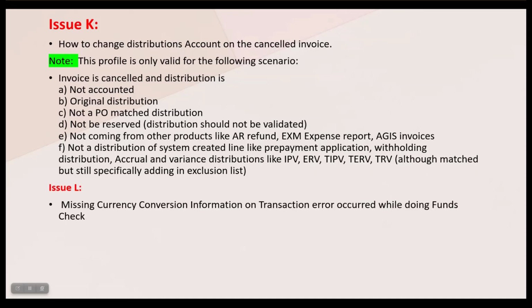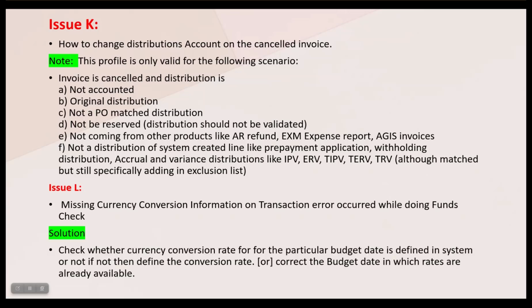What else? Missing currency conversion information on transaction error occurred while doing fund check. You have to check whether the currency conversion rate for the particular budget date is defined in the system or not. If not, then define the conversion rate or correct the budget date to one in which rates are already available. Also, there is one issue related to budget. For example, you make an AP invoice which is under budget control.